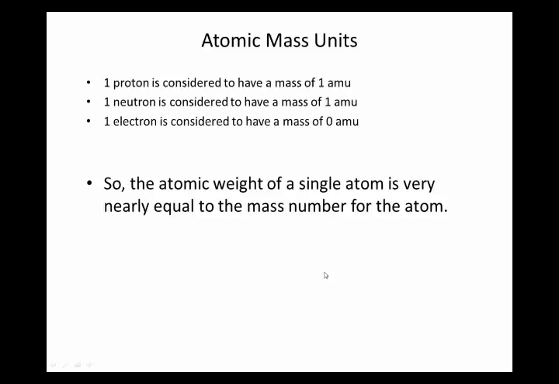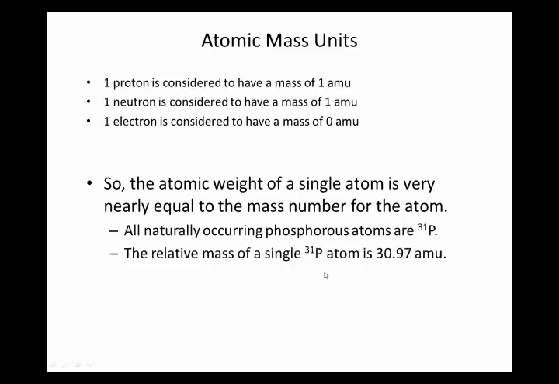So the atomic weight, or the atomic mass of a given isotope, or a given single atom, is nearly that of the mass number. So all naturally occurring phosphorus atoms are P31, right? So if the mass number is 31, you'll notice that the mass, in AMU, of a P31 atom is 30.97. This is very common. What you'll see is it will be just a little bit less than the mass number. So very close, but just a little bit less.